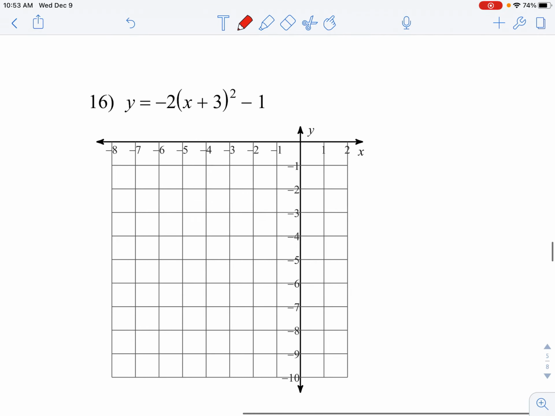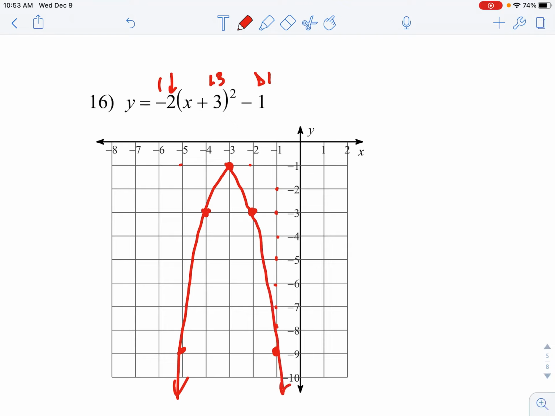Okay. So left 3, down 1. There's my vertex. Upside down tells me it's going to open downward. Stretched out by 2, multiplied by 2, that means you're going to go over 1, down 2 in both directions, over 2, down 1, 2, 3, 4, 5, 6, 7, 8, over 2, down 8. And it looks like that.